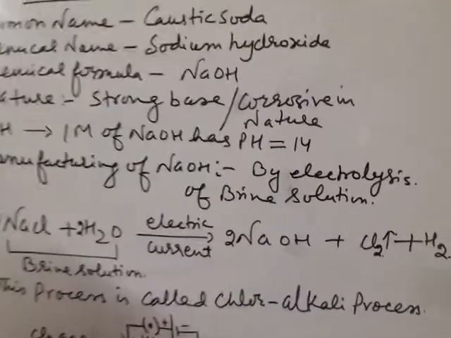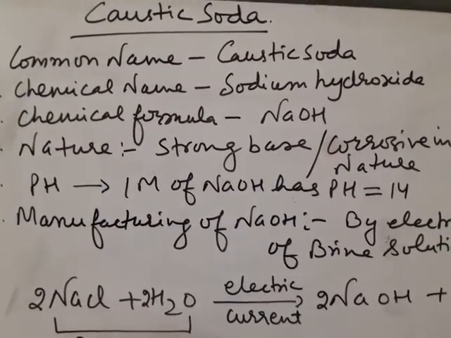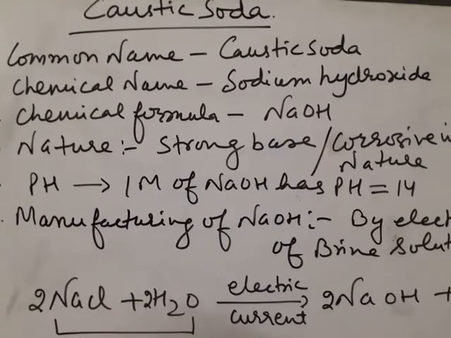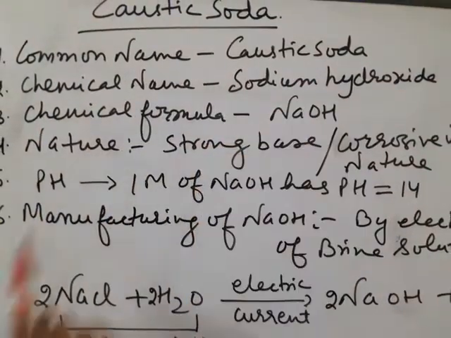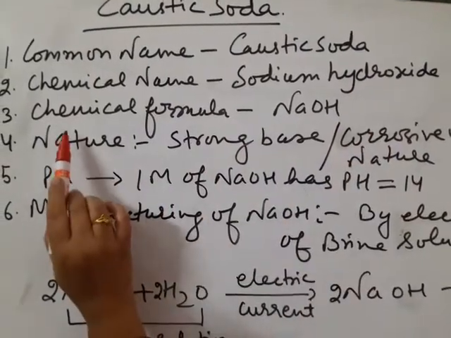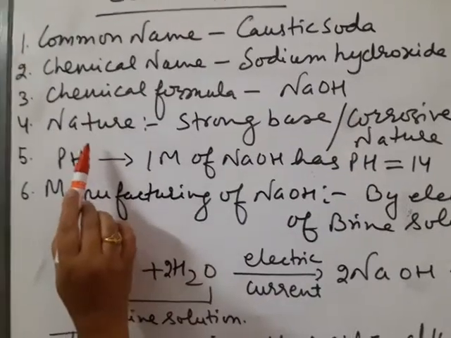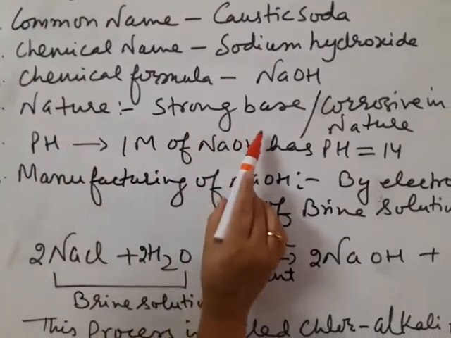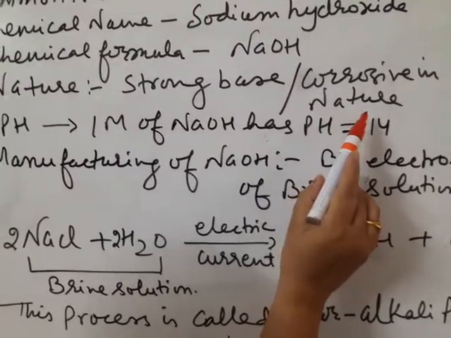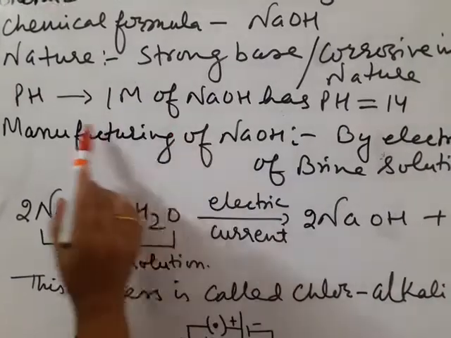Yes, students, today we will do caustic soda and its properties, how caustic soda is formed, how it is manufactured. Common name is caustic soda. Chemical name is sodium hydroxide. Chemical formula is NaOH. Nature, it is a strong base, very corrosive in nature. If accidentally we touch it, it gives the sensation of burning.